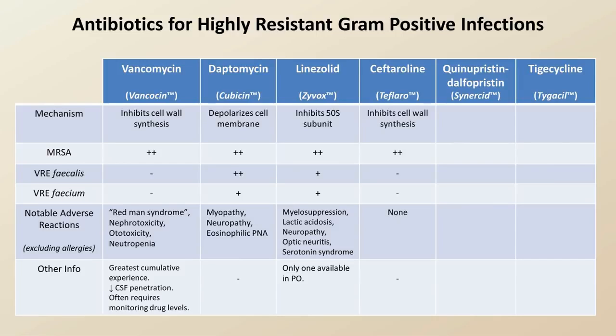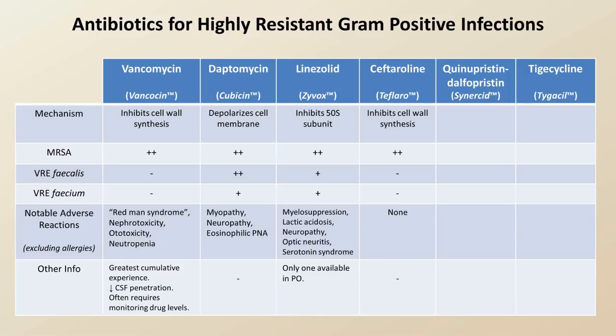Ceftaroline is a so-called 5th generation cephalosporin, which as a beta-lactam inhibits cell wall synthesis also. It is the only beta-lactam which covers MRSA, but has no VRE coverage. It is the newest of the 6 to be approved in the US, and there really isn't a whole lot more to say about it.